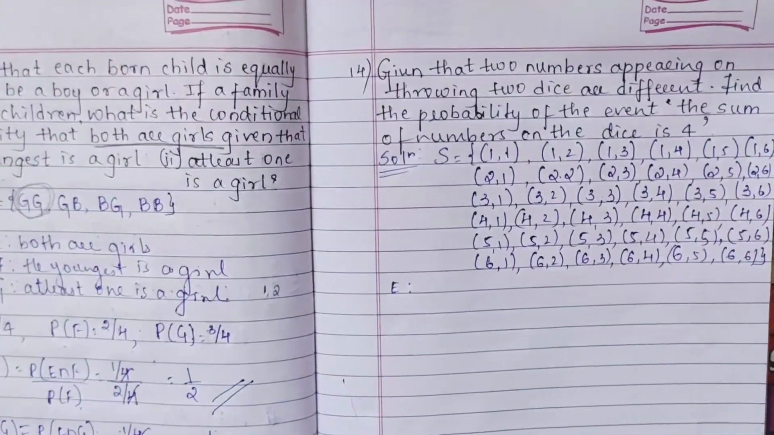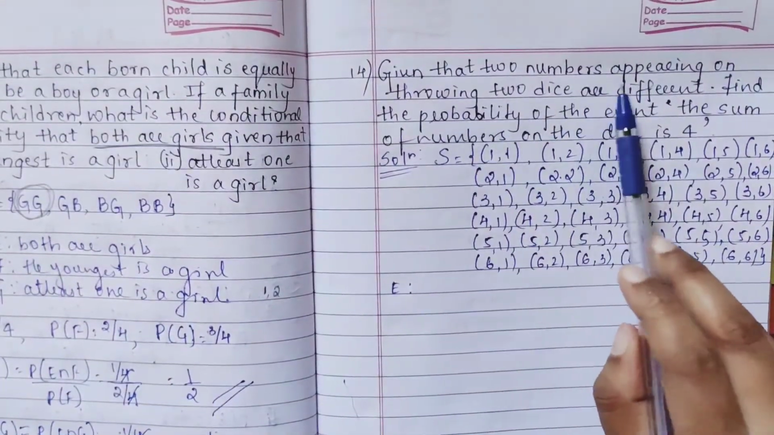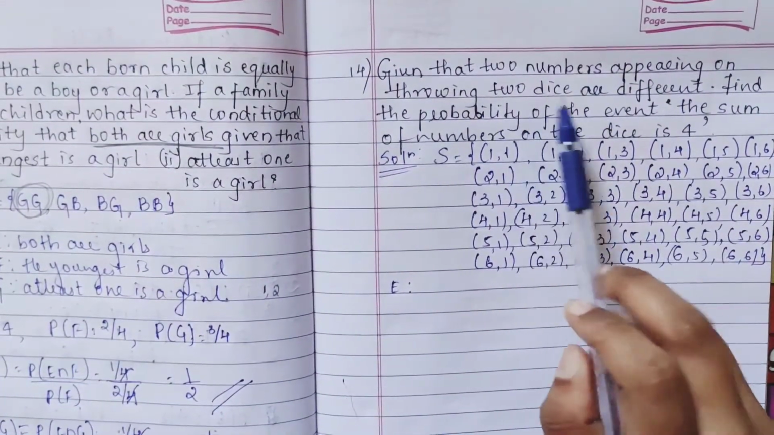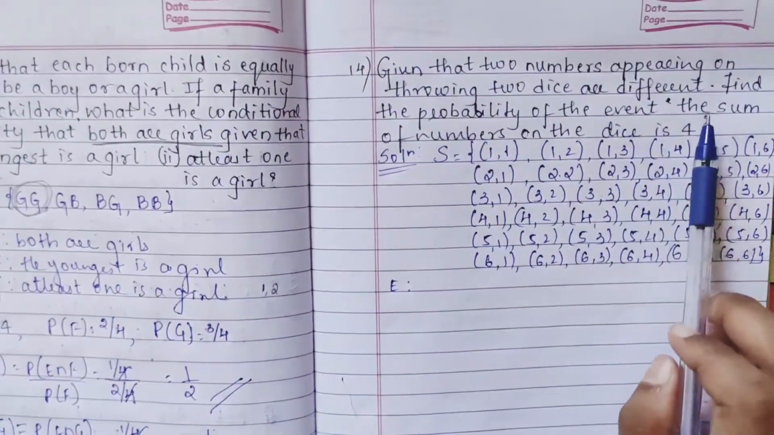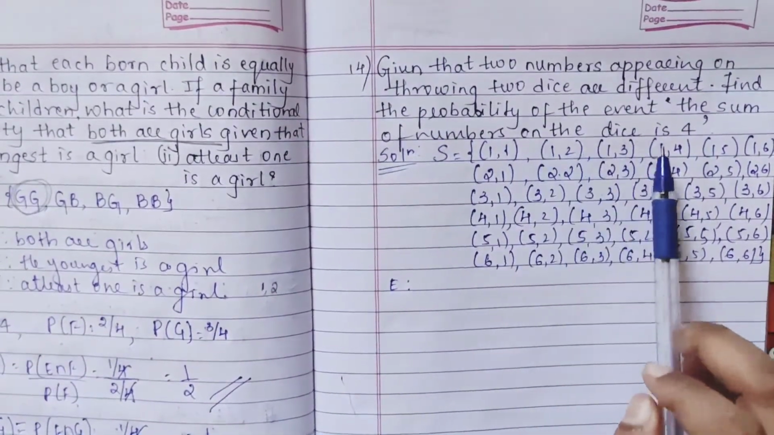Next question, the 14th one. Given that the 2 numbers appearing on throwing 2 dice are different, find the probability of the event that the sum of the numbers on the dice is 4.